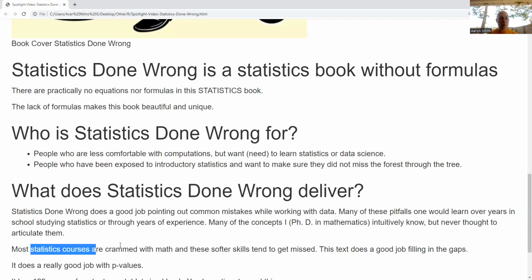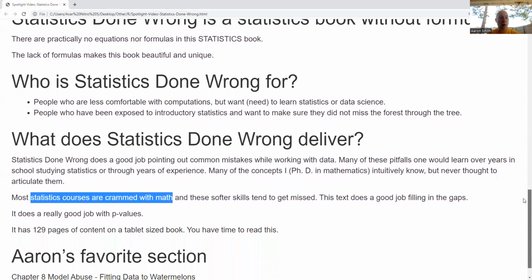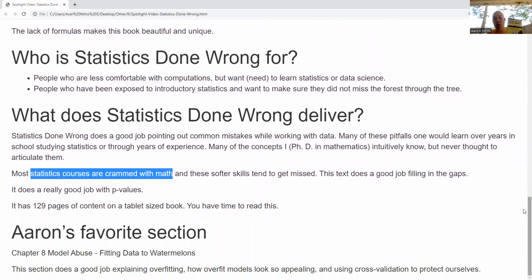Most of the stat courses are crammed with math, especially the introductory courses, largely just so that we can have a way of writing tests. We cram the course full of math and the students get through, and yeah, they can find values on a normal table and stuff like that, but they don't really see the point. Statistics Done Wrong does a good job of giving you the point of all those formulas and equations. Also, it does a really good job explaining p-values. The book has 129 pages of content. It's an easy read, and it's a tablet-sized book. You can get through this. You've got time for this.